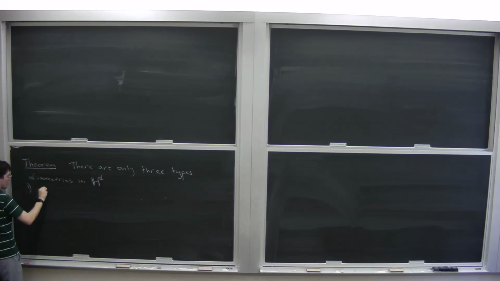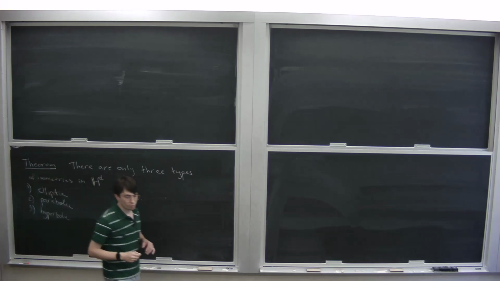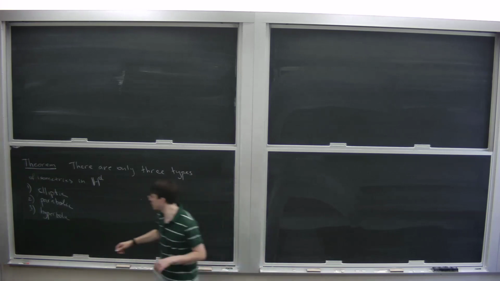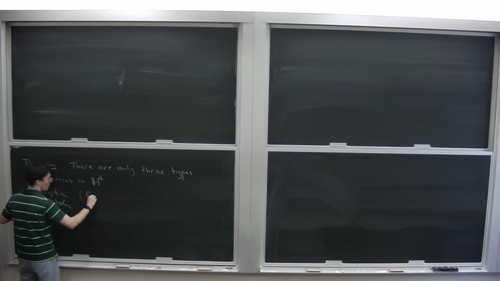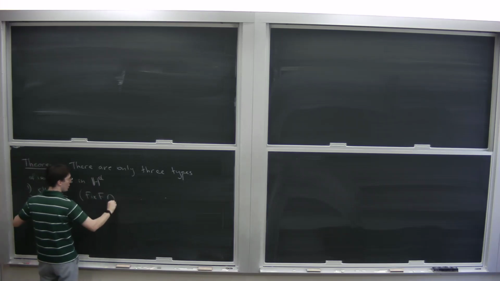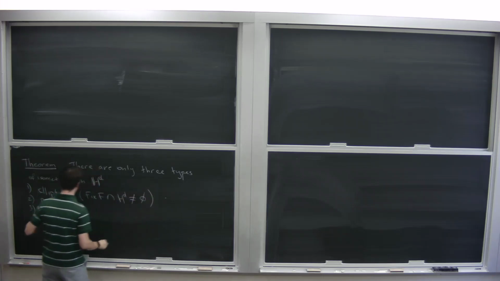So the first one, elliptic. The second is parabolic type, and the third one is hyperbolic. Recall that we distinguish these types by the number of fixed points. Well, in fact, it's not like the number of fixed points. More precisely, in the first type, we have fixed points in HD. So here it is not empty, right?